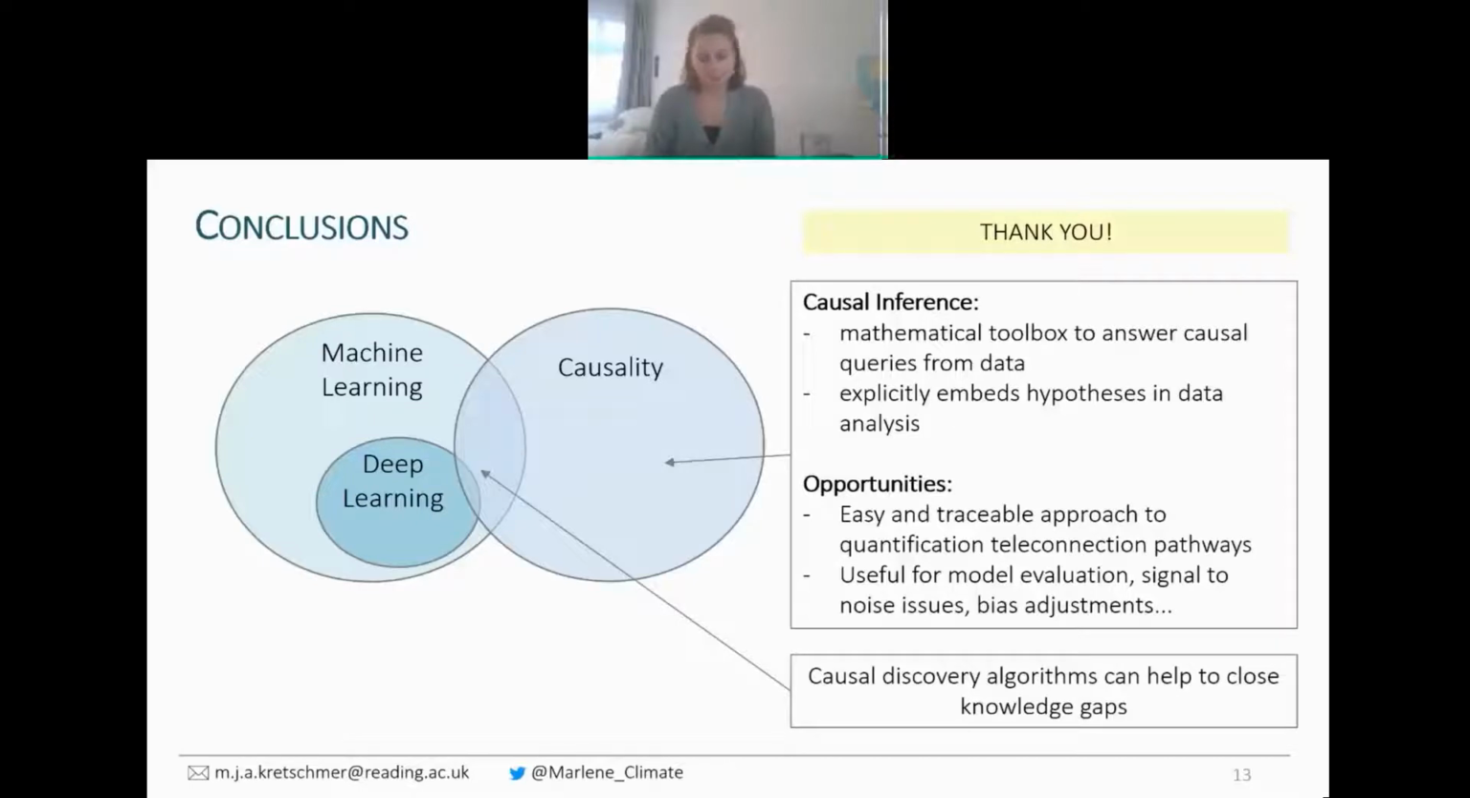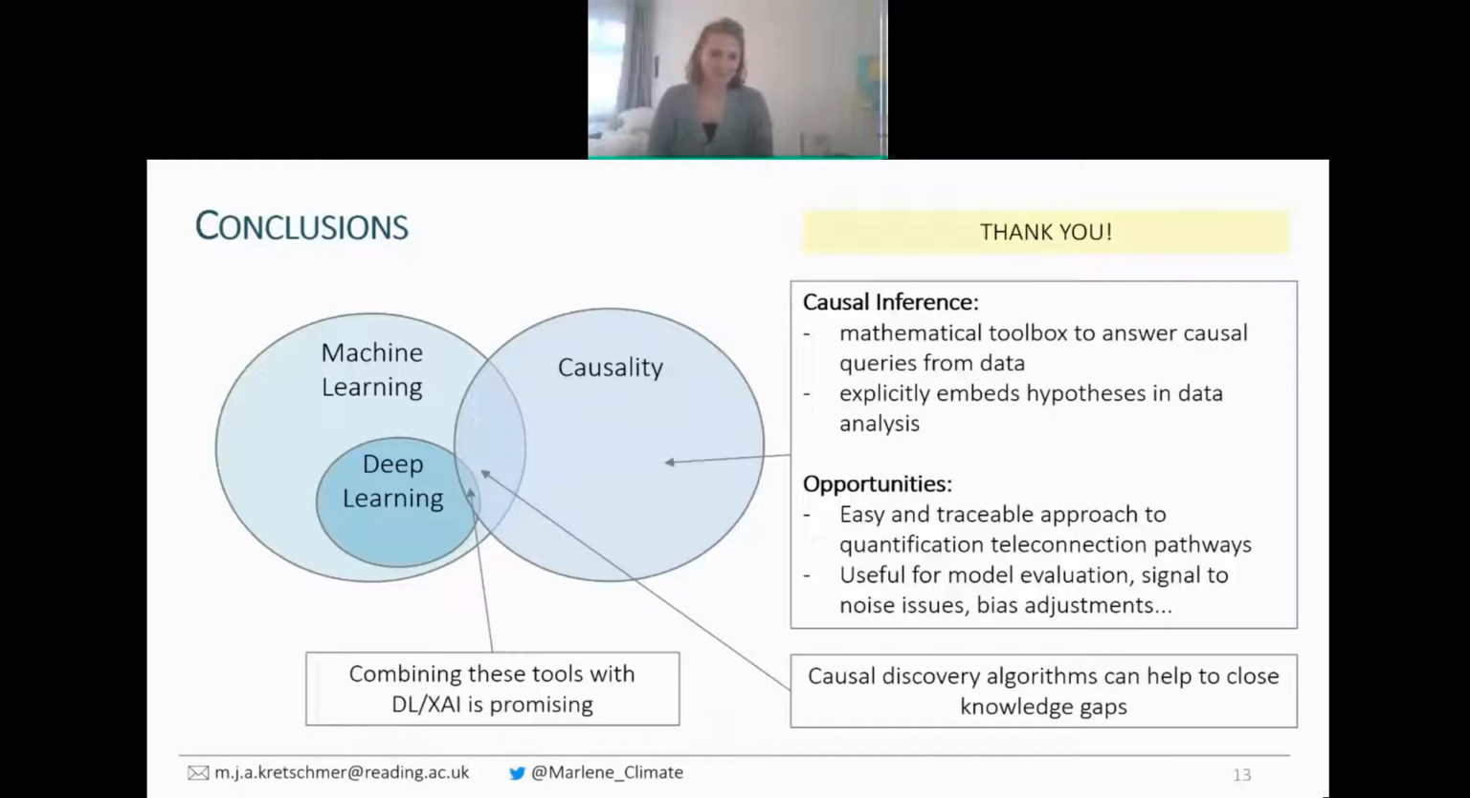Actually, I've been working more in the past on causal discovery algorithms, and I still think that these are also very useful to help close knowledge gaps, especially when it comes to learning relevant timescales of interactions. And lately, I'm also quite enthusiastic about combining these tools with deep learning and explainable AI, but this is for another talk.